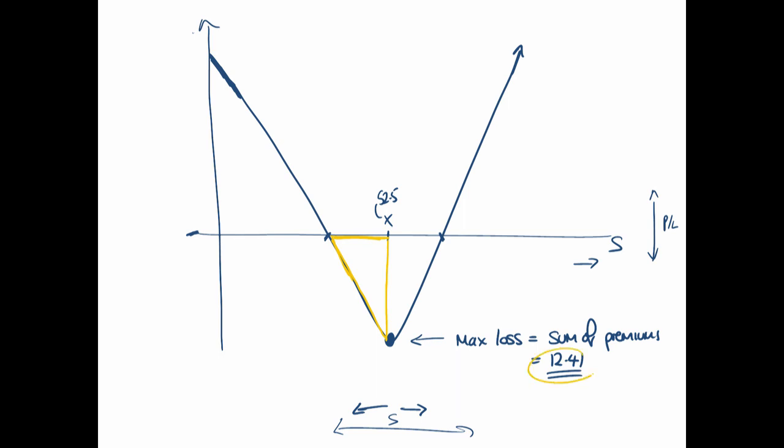Now, we know that this distance, this maximum loss, is 1241. Well, because all of these triangles are right-angled 45-degree triangles, that distance there must be the same as this distance here, and that gives us this break even here. This break even is $12.41 to the left of $52.50. So this break even is $52.50 minus $12.41. Okay, so that comes out just above 40, 40.09.